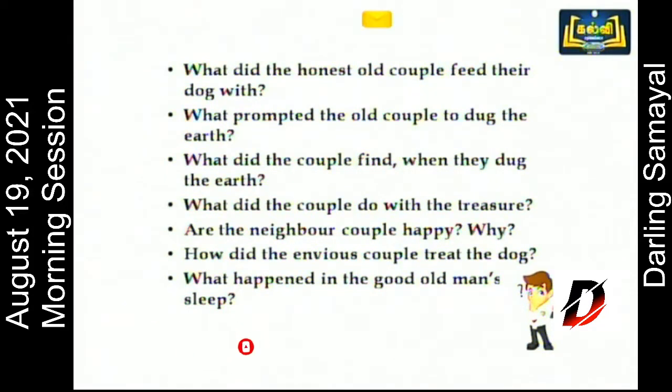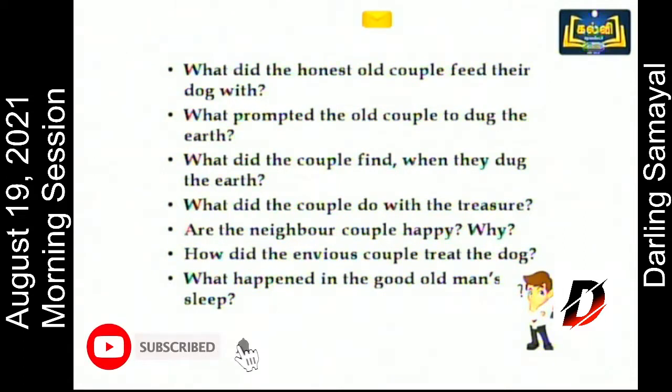Is the neighbor couple happy? Why? The neighbor couple was not happy because they are wicked. They got jealous of the good old couple.